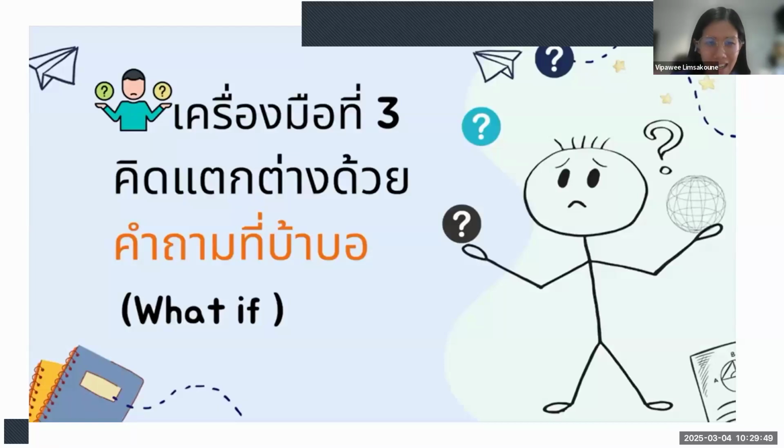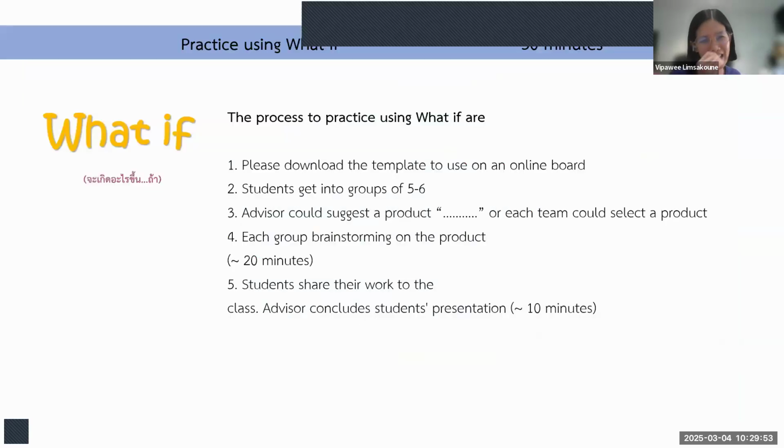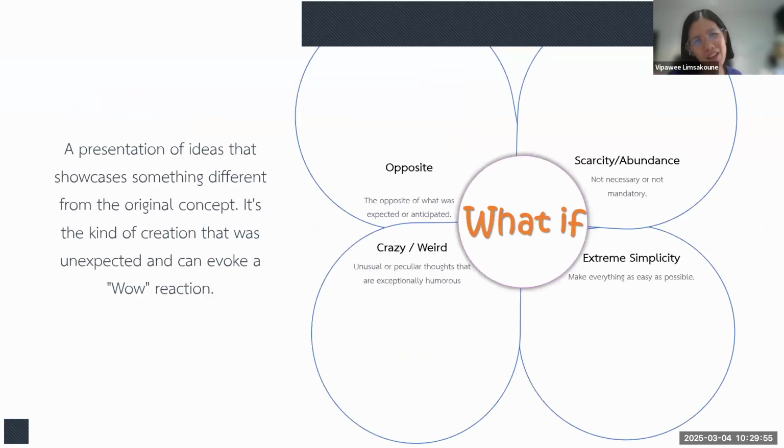The next thinking tool is what if. Of course, your team can pick either Scamper, what if, or the other one that I will explain. Or you could pick mind map as well. I don't mind, but you will need to make the template.